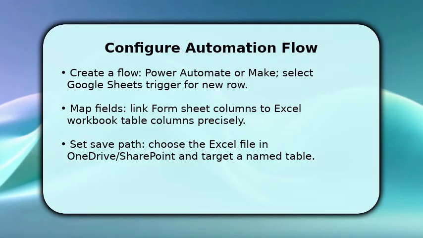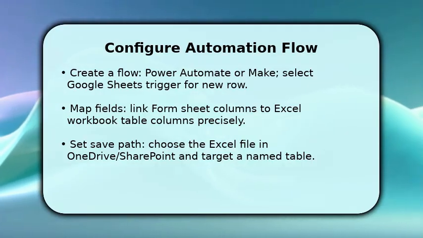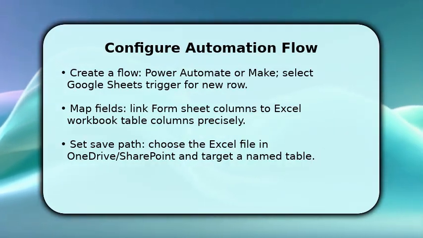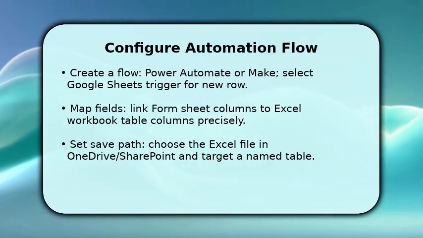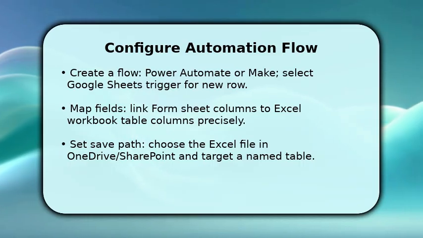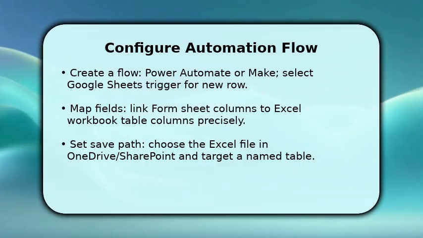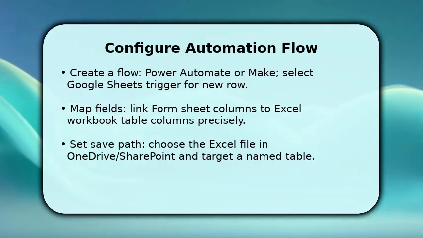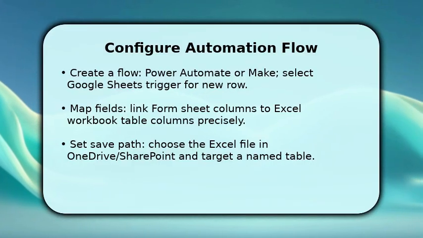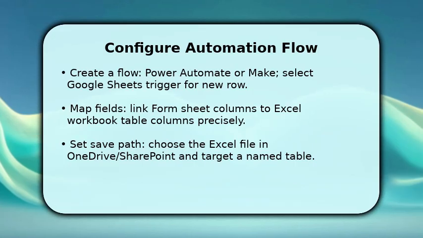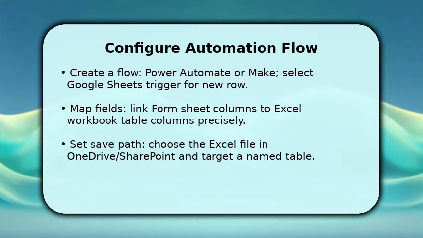You'll now configure the automation. Open Power Automate or Make and create a new flow with the Google Sheets trigger for a new row. Authenticate Google and Office accounts when prompted. Then map each Google Sheet column to the corresponding Excel table column. This step prevents mismatches. Make sure the Excel file contains a named table, flows write to tables only. Also add error handling or retries in the flow settings, so small network glitches don't drop records.